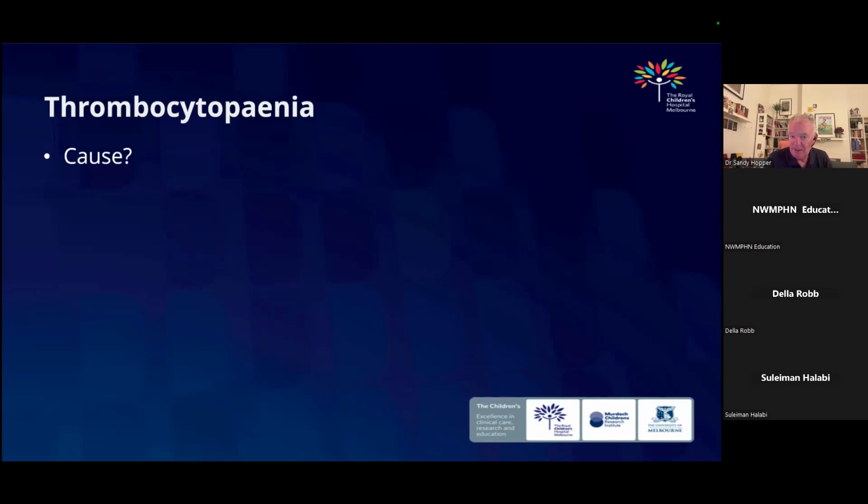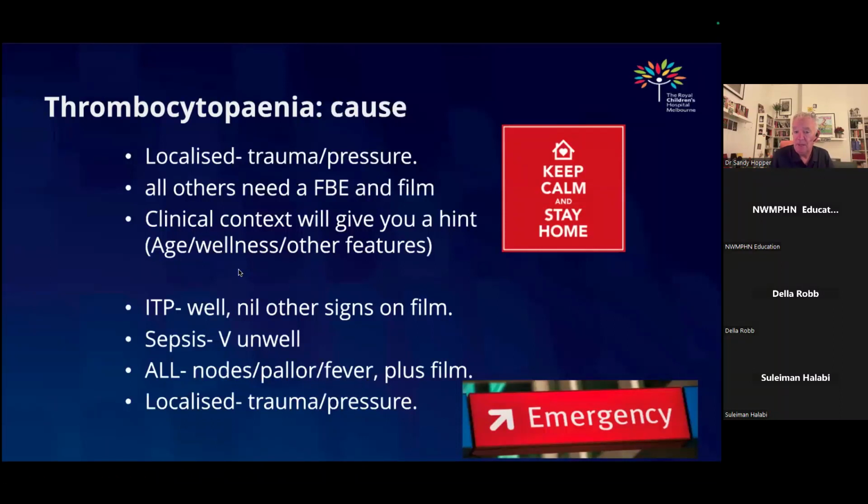HSP, it's coming up. Idiopathic, excellent. Hematological malignancy, yes. Viral illness with capillary fragility, agreed. DIC, yep, in the right context. DIC, obviously septic, in really bad shape. But yes, we do see that. This is my list. We do see a range of children who have localized trauma or pressure areas.